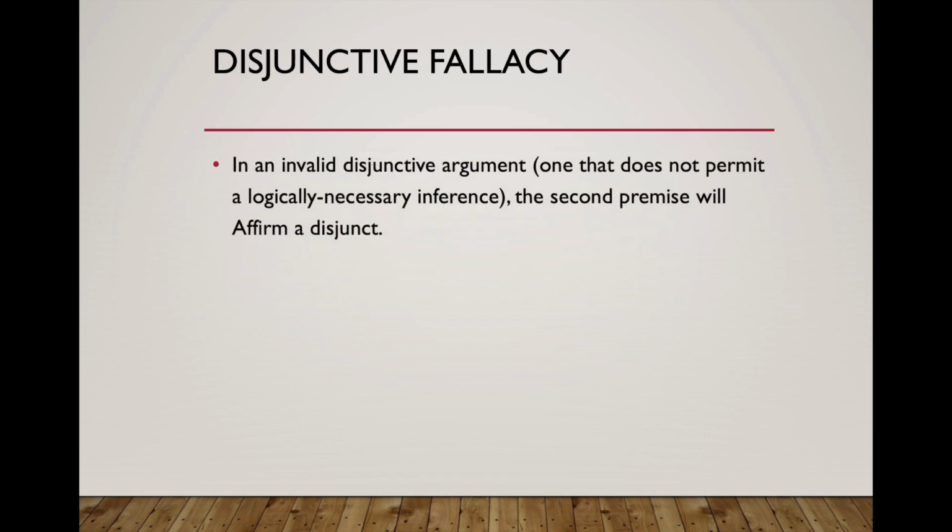On the other hand, an invalid disjunctive argument, that is, one that does not permit a logically necessary inference, is one in which the second premise affirms a disjunct. It tells us that one of the disjuncts is true, but because they could both be true, we don't know whether the remaining one is true or false. And because we don't know, it's an invalid form of the argument. So when we have a second premise that affirms one of the disjuncts, the first or second disjunct, we say the argument is invalid because the form is the fallacy of affirming a disjunct.